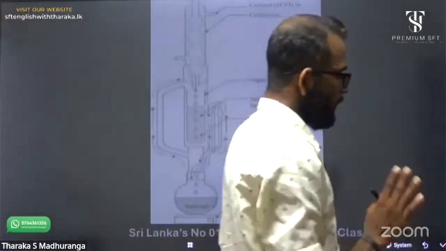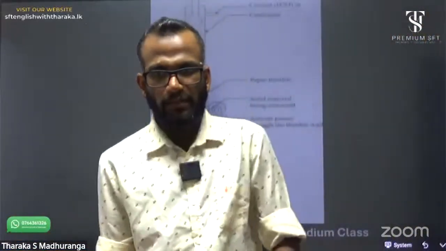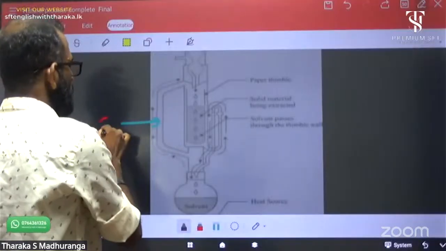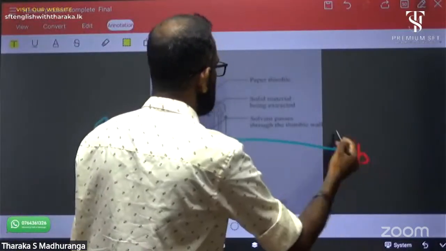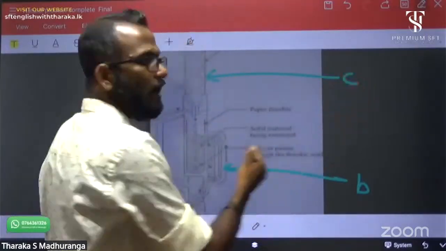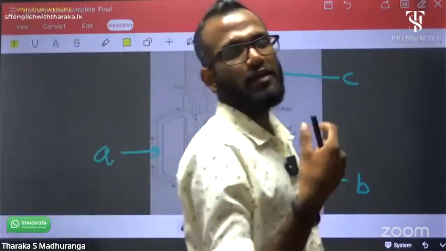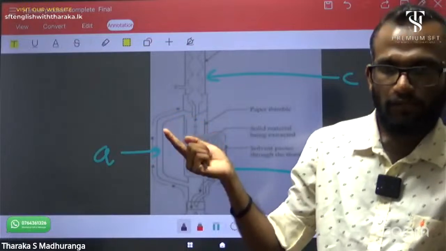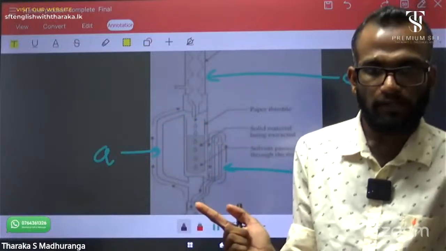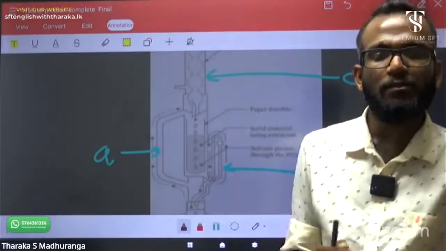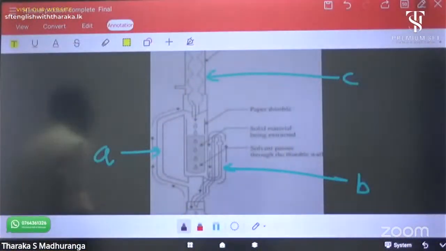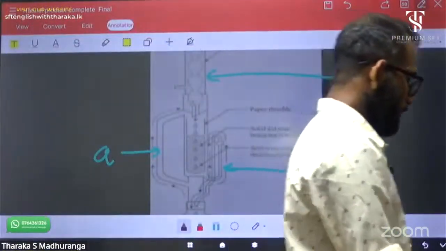No. They are not asking you to draw this type of diagram. They are asking to identify parts. Such a diagram comes with A, B, C. Identify A, B, C. They provide this diagram and ask this type of question. What is the purpose of the C part? What is the function of the A part? And explain the mechanism of the Soxhlet extraction apparatus. This type of question is asked, but not asked to draw these diagrams.